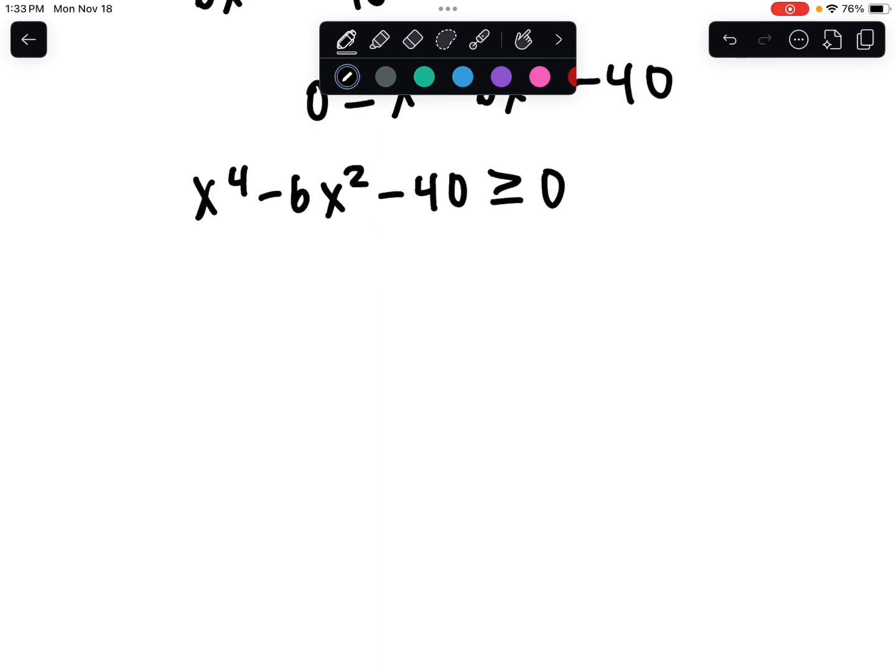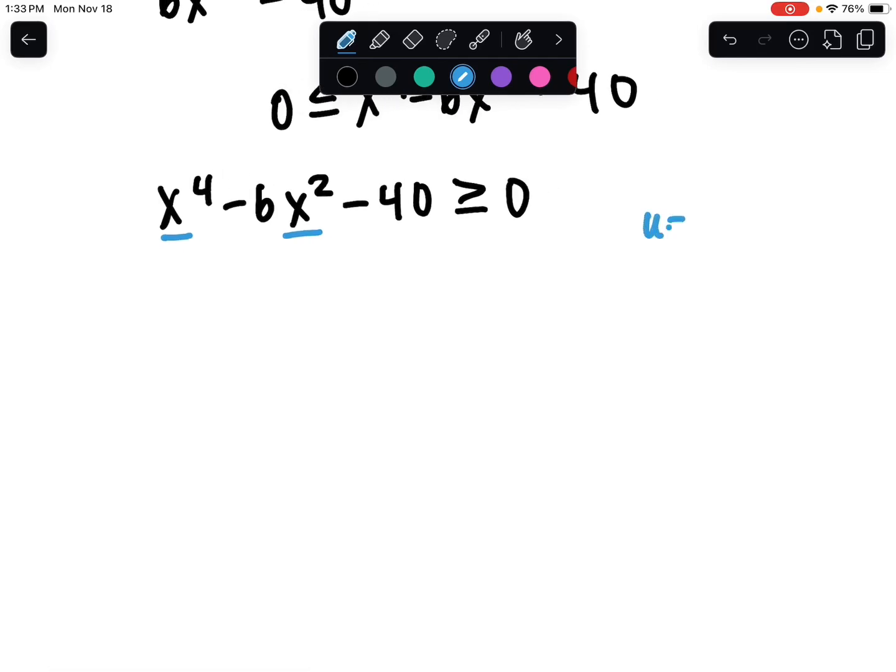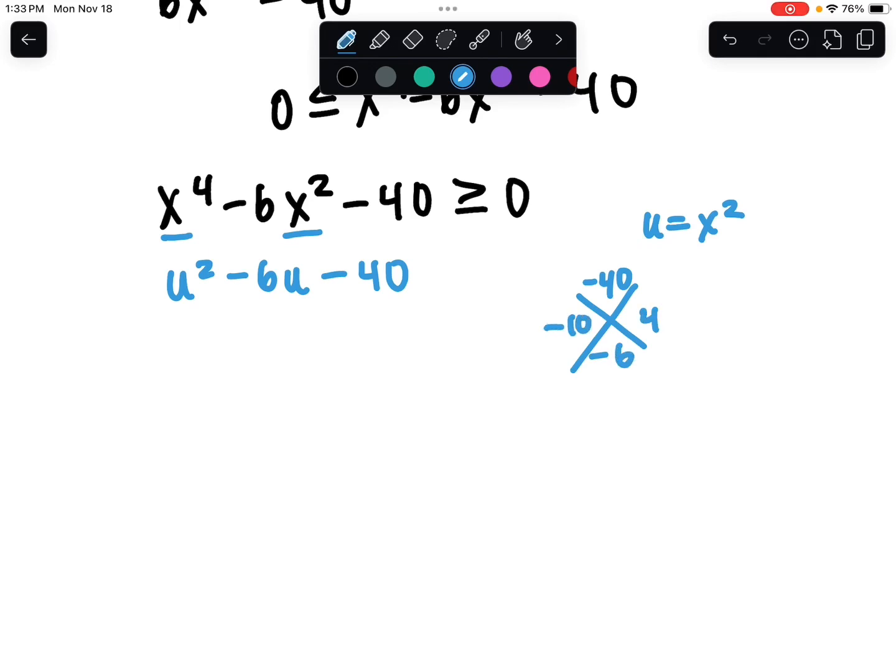And so to factor this, I'm noticing that I have a trinomial that goes from x^4 to x^2. And so if I let u equal that x squared term, I could rewrite this as a quadratic, u squared minus 6u minus 40. And then we can factor this if we find two numbers that multiply to negative 40 but add to negative 6. That's negative 10 and positive 4. So this factors to (u minus 10)(u plus 4). And so I can bring the x squared back.